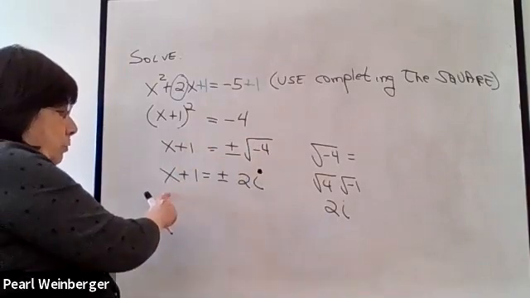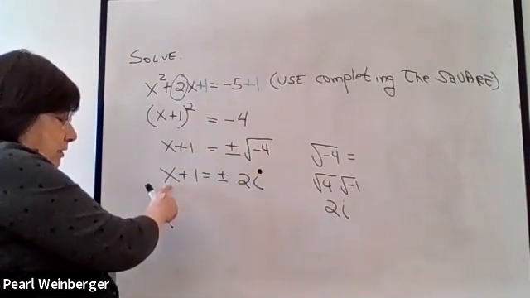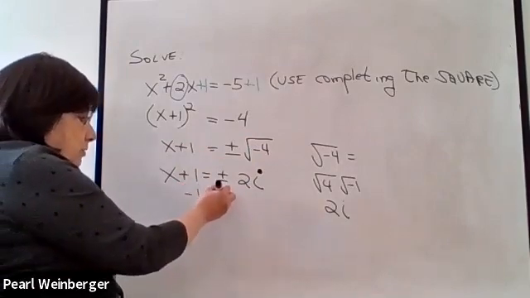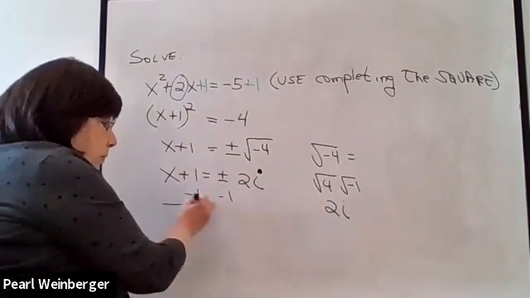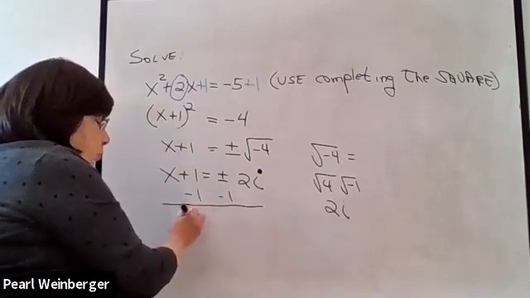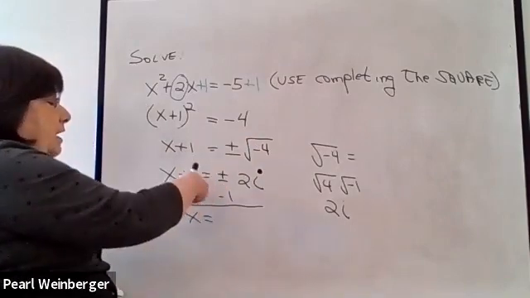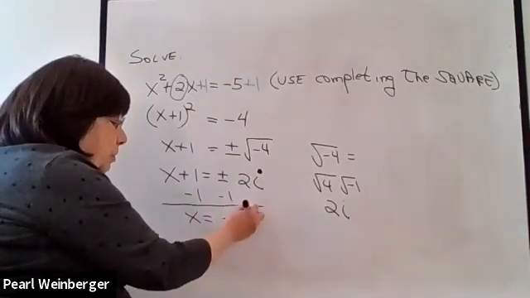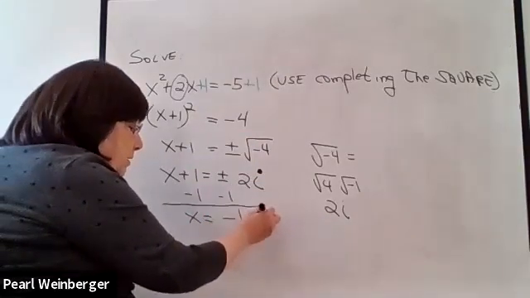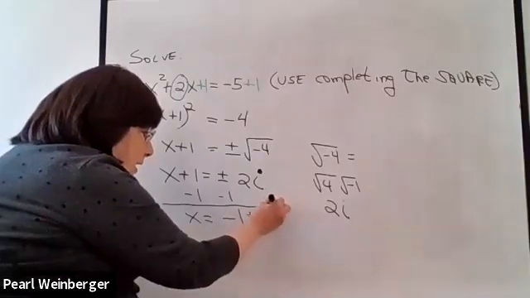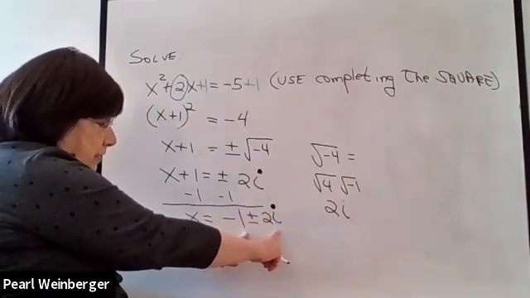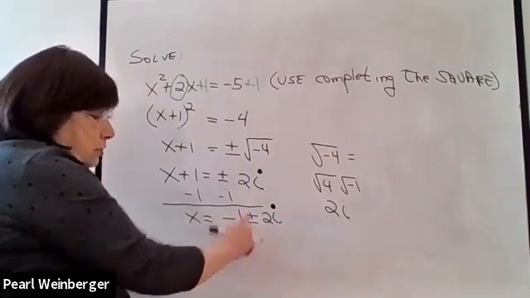And of course, we want to find what x is, so I have to bring this 1 to the other side. So I'm going to subtract 1 from both sides. When I do that, I always take the number that I'm bringing over and put it in the front. So this is negative 1 plus or minus 2i. And you could leave your answer like this because these are not like terms.